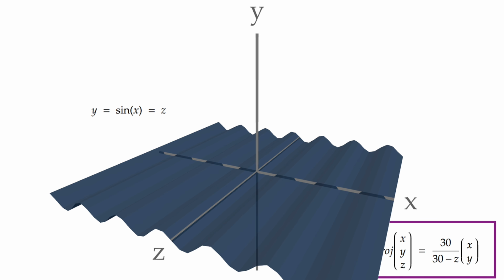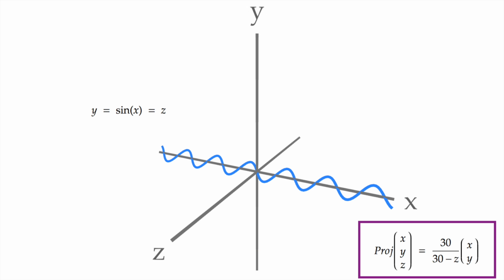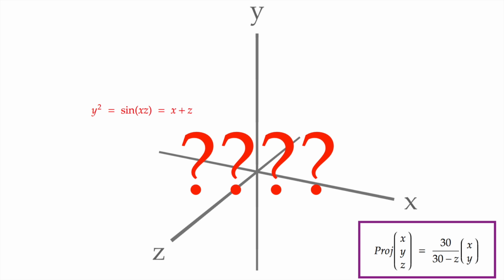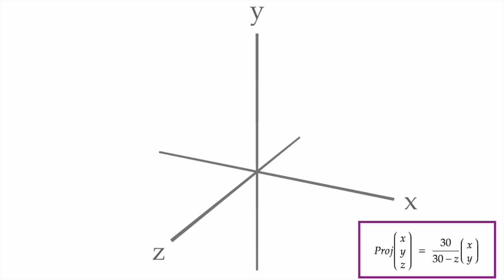Now we could write something like y equals sine x equals z, and that does work for simple graphs. But if I write something more complicated, like y squared equals sine of xz equals x plus z, that's impossible. I have no idea what this even looks like. And computers don't either. Probably no one knows. So long story short, for 3D, we're just going to abandon Cartesian equations. No more Cartesian, only parametric.